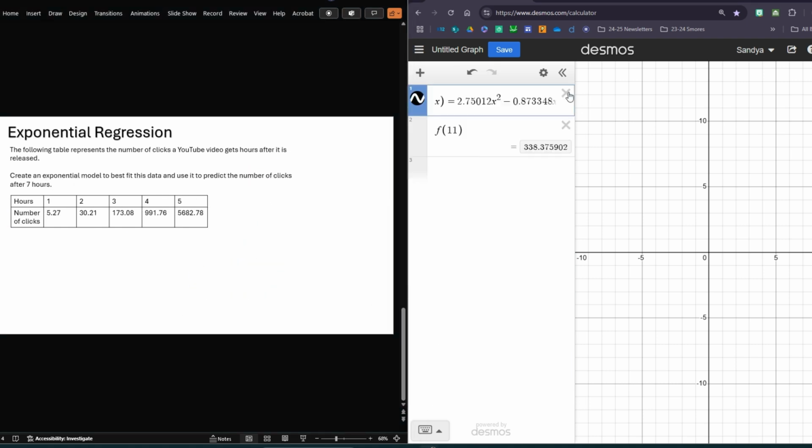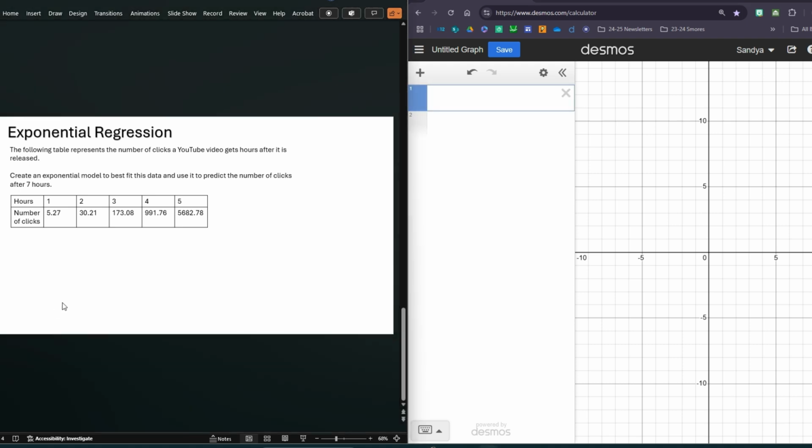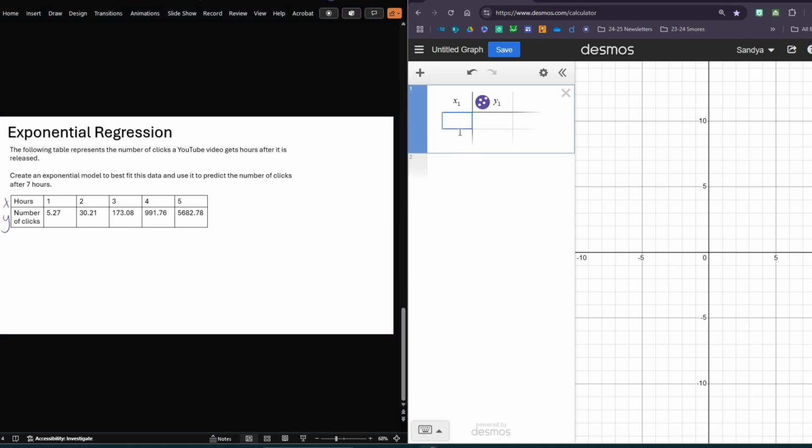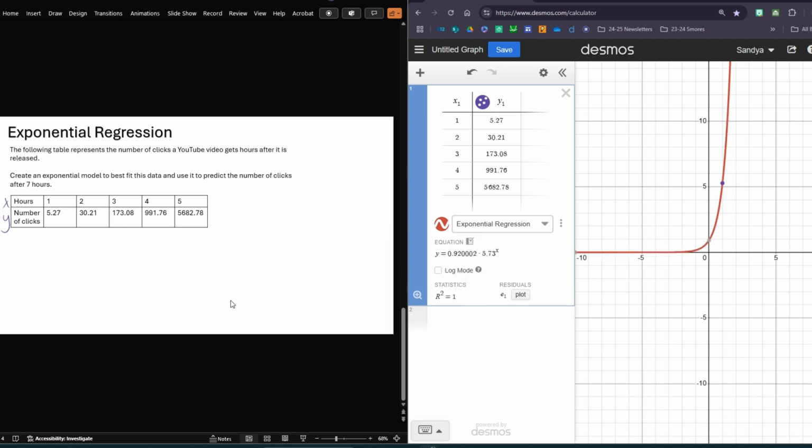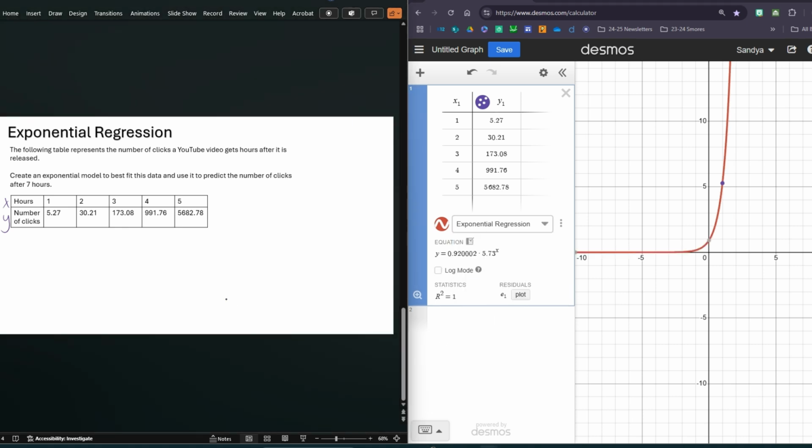Once again, similar idea with exponential regressions. It says the table represents the number of clicks a YouTube video gets hours after it's released. Create an exponential model to best fit this data and use it to predict the number of clicks after 7 hours. Once again, top row is X, bottom row is Y, and I'm going to create my table in Desmos. Then I click add regression, and from the drop-down menu, I choose exponential. Now I have y equals 0.92 times 5.73 to the x.